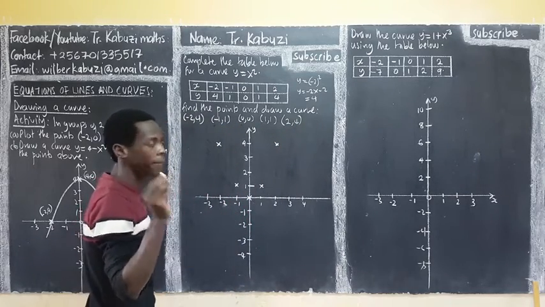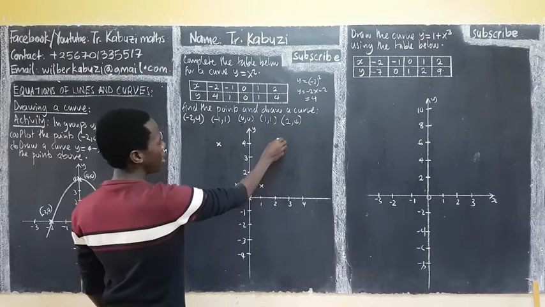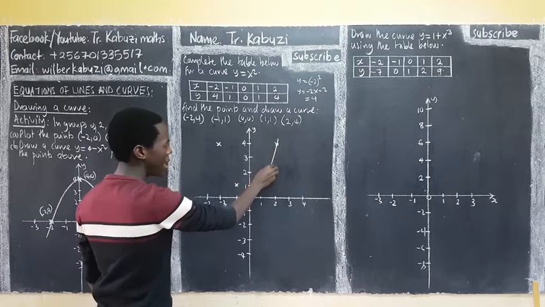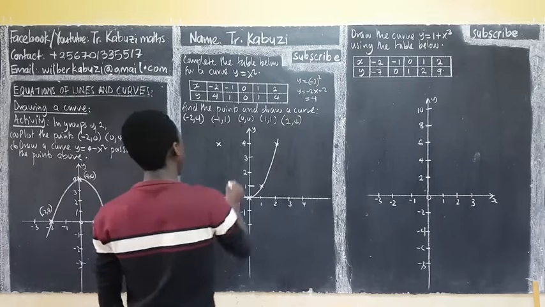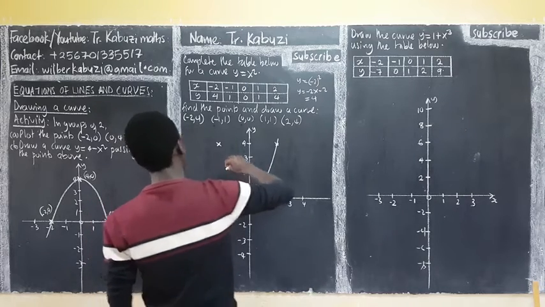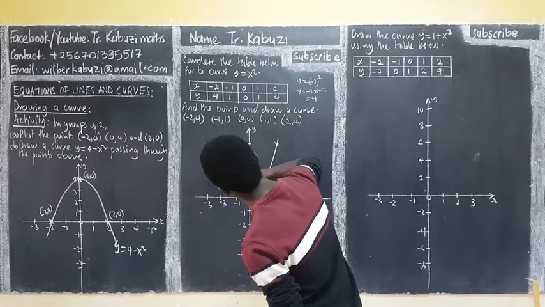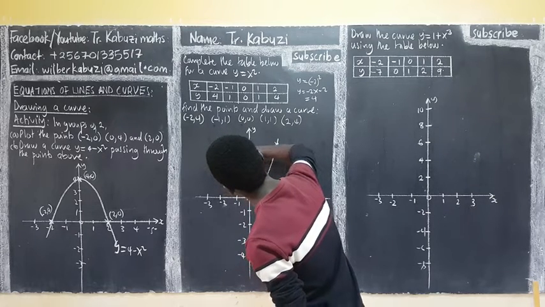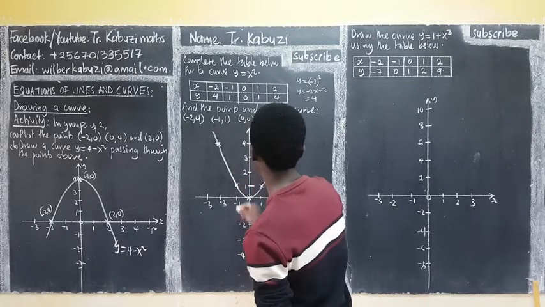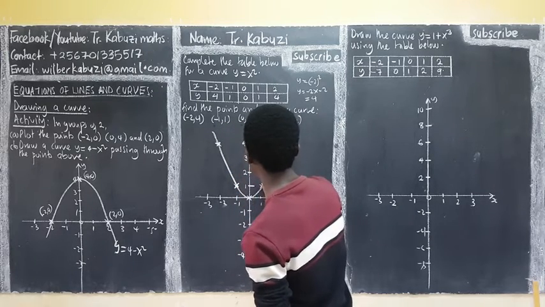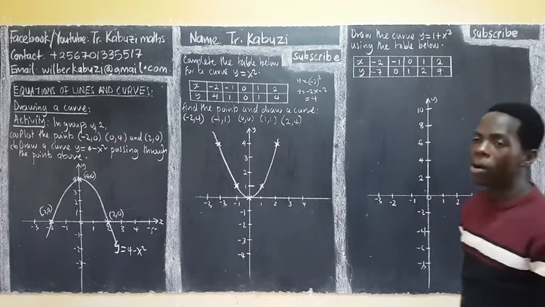Then we join using a free hand. You can start from this side or this side, any. Let me now start from this side. Using a free hand, then you complete. You come like this, then you complete up to when you reach this point here. I think you see. You don't shake. Your arm should be firm enough.